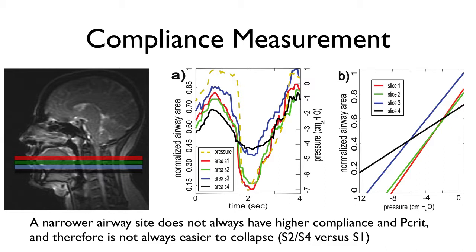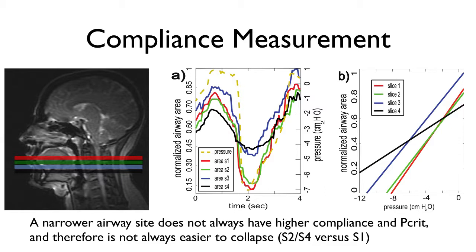So what you see on the left is a cartoon showing the 4 slices, starting out with an axial slice that goes through the tip of the soft palate, and then the 3 subsequent slices are placed at fixed intervals, basically 1 centimeter inferior of each of the previous slice. And if you notice, the normalized airway area is plotted as a function of time during this kind of constructed occlusion. This subject happens to be awake, a 15-year-old male with OSA.